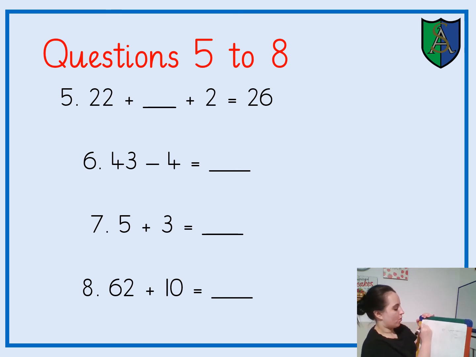Okay, question number 6 is 43 take away 4. Now, this is quite a tricky one because we can't do our boxing in method because we can't do 3 take away 4. It won't give us the number that we need, will it? If we have 3 pencils and we want to take away 4 of them, we can't do it, can we? Because we don't have enough pencils.